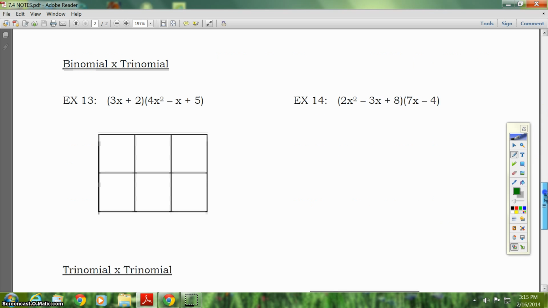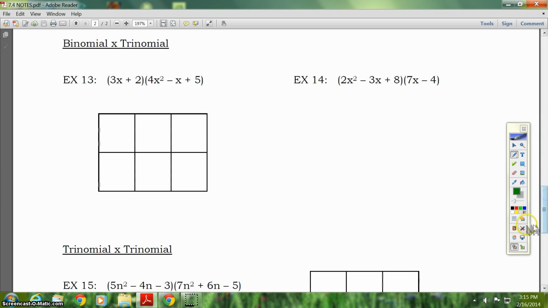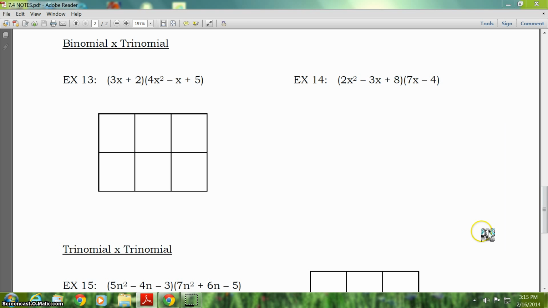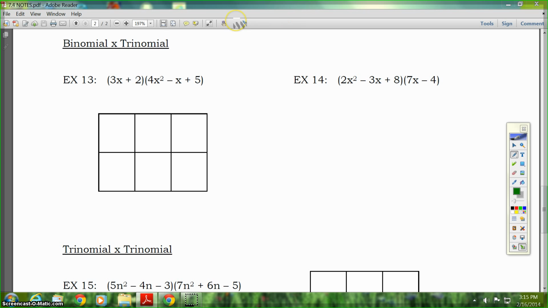Okay, what happens when we multiply a binomial by a trinomial, two terms by three terms? Well, we're still going to use that distributive property because we can't use FOIL now, because that was for a binomial times a binomial. But we can still use the distributive property. I'm going to take that first term and multiply it through everything inside the trinomial, and then come back and do the same with the positive 2. The other method is to use the box method.